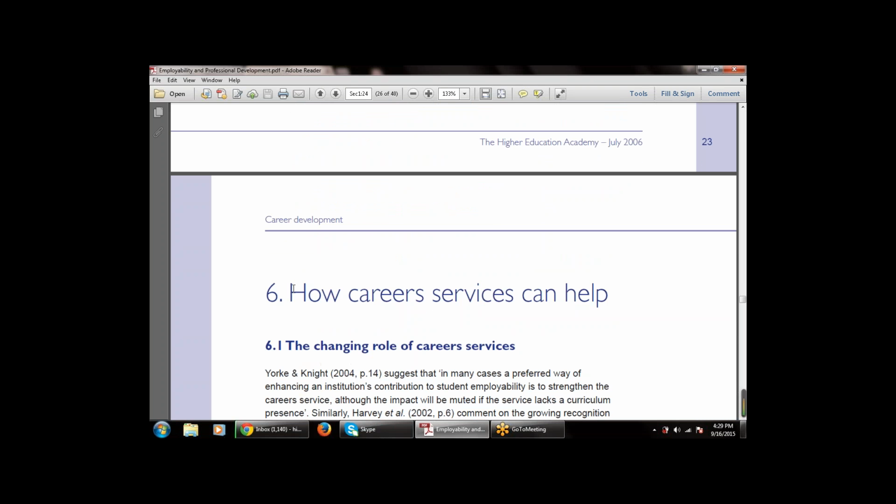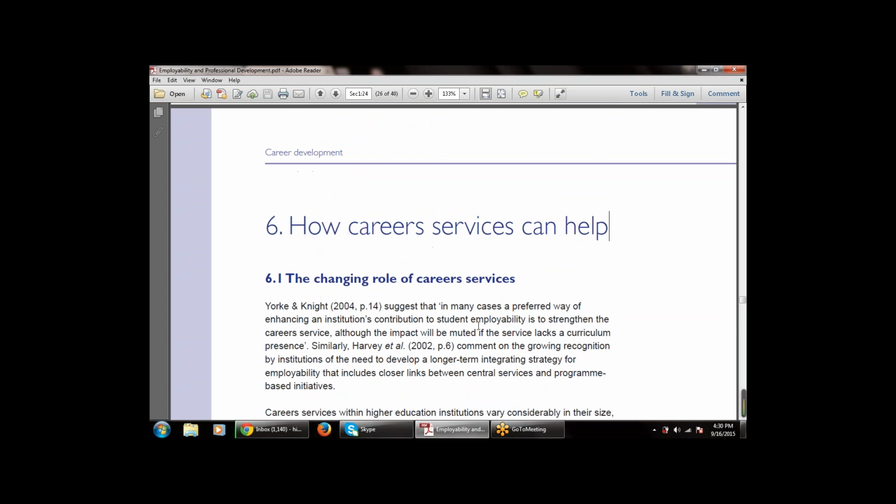Now the next chapter is chapter number 6, which is how career services can help, how different career services can help career development or career management planning. So, the changing role of the career services.